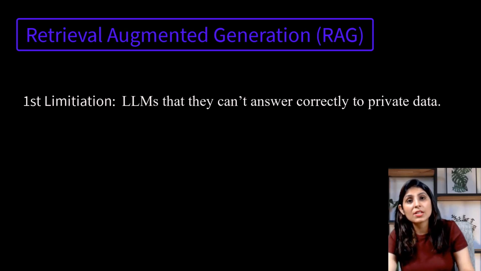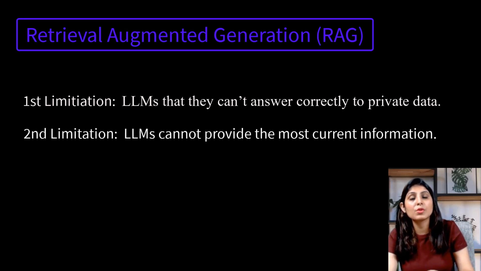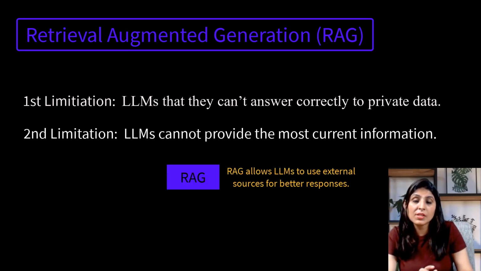And then the second limitation is they can't provide you up-to-date information. Once LLMs are trained, they don't get any new information. So if an LLM was trained 3 months ago, it can't answer questions about anything that happened in the last 3 months, right? So in both of these cases, whether you need specific data or the latest information, we need a way to give LLMs some extra information to improve their responses for these two limitations. So that's where RAG comes in.